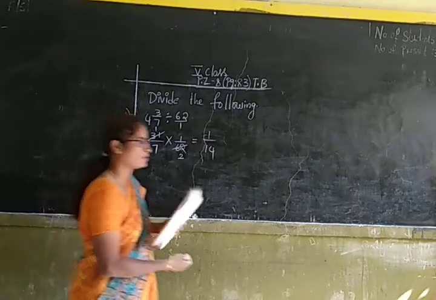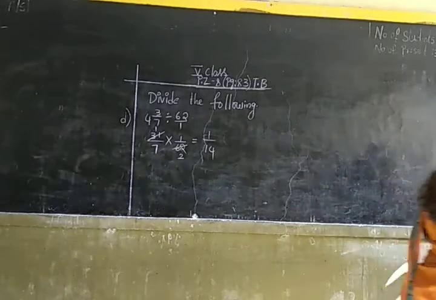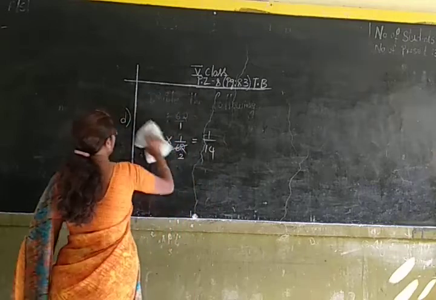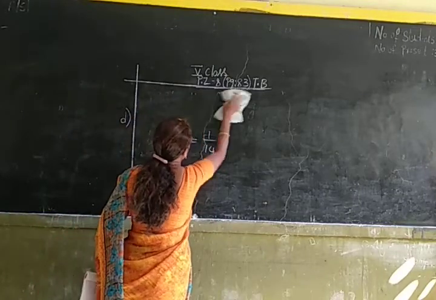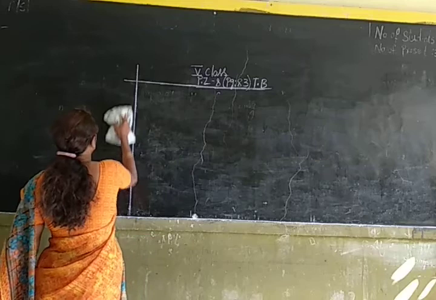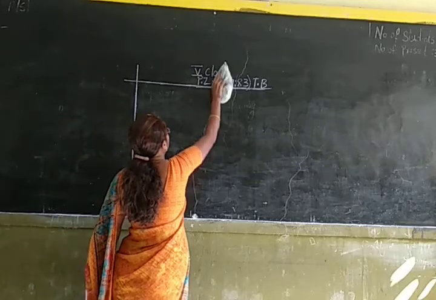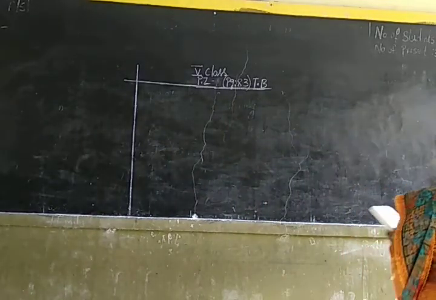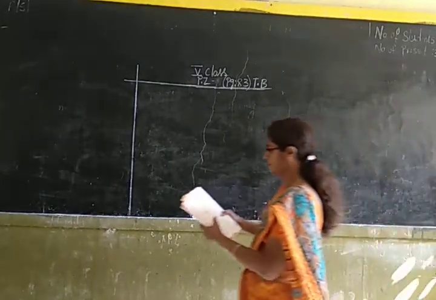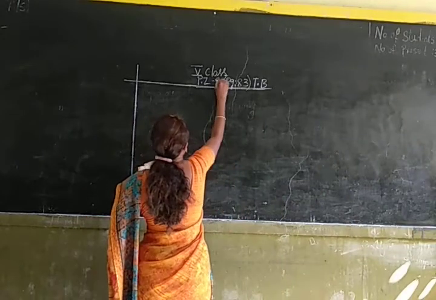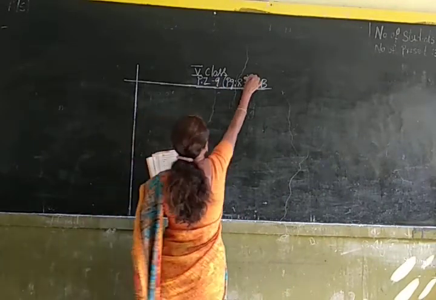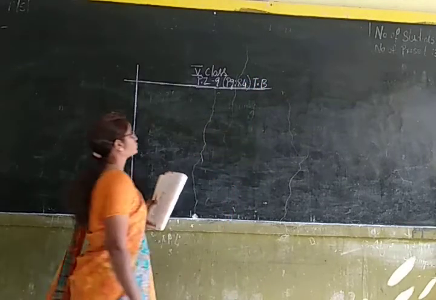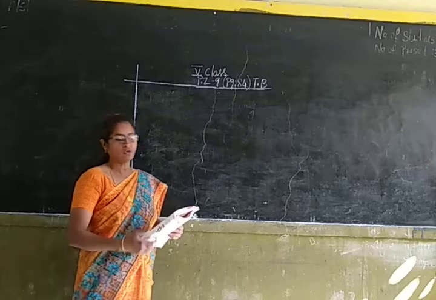Okay children, this is the way of multiplying a fraction with a whole number. Now let us do practice zone 9, page number 84, textbook.